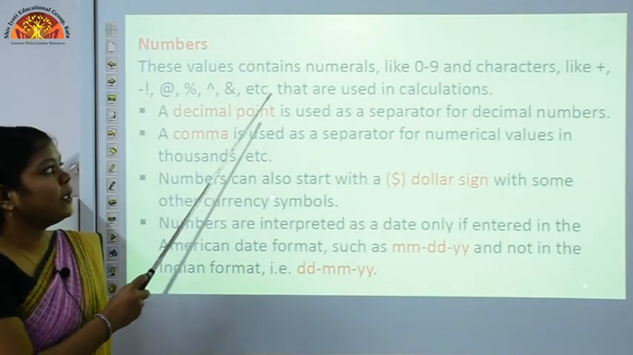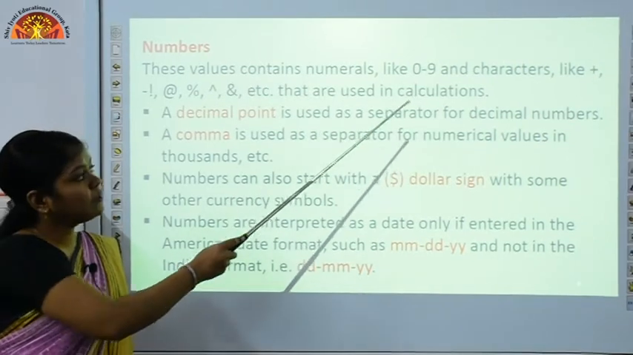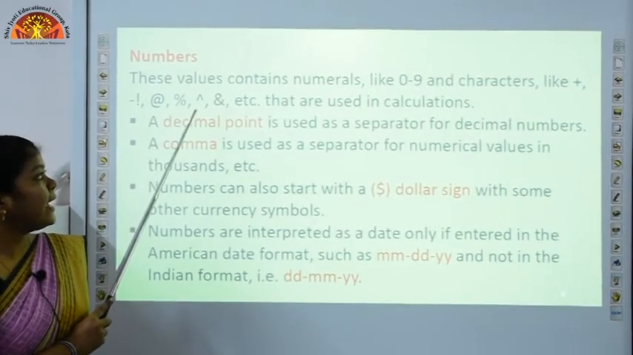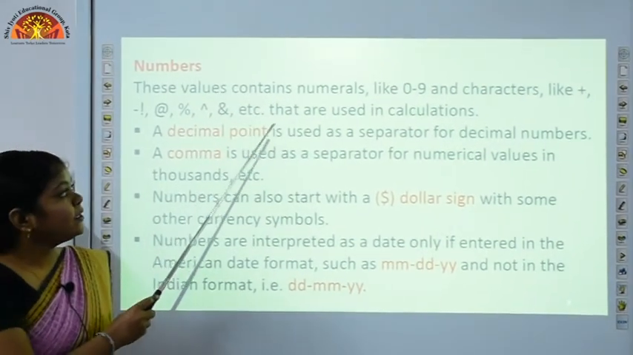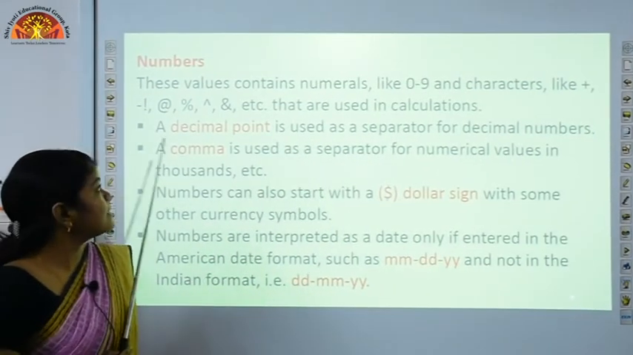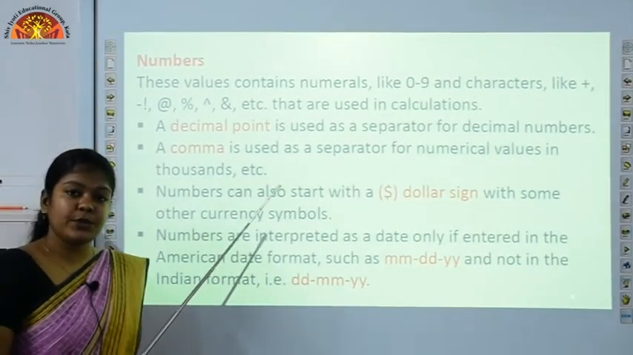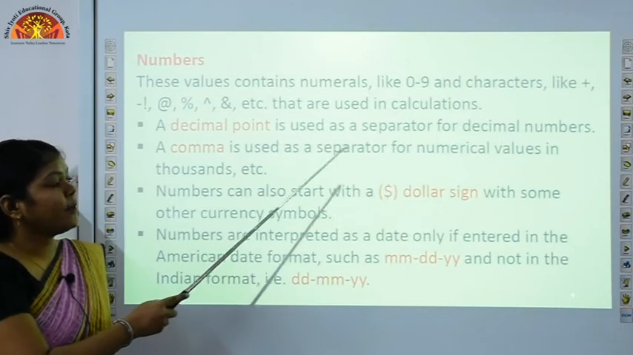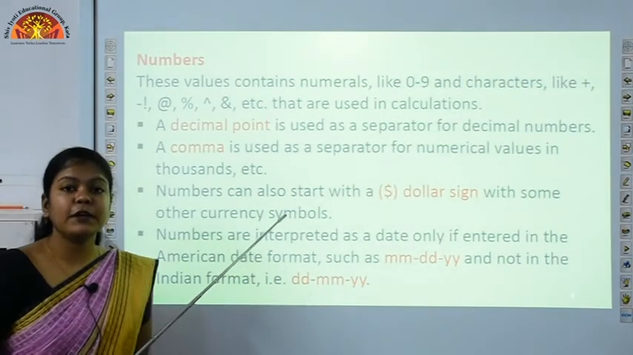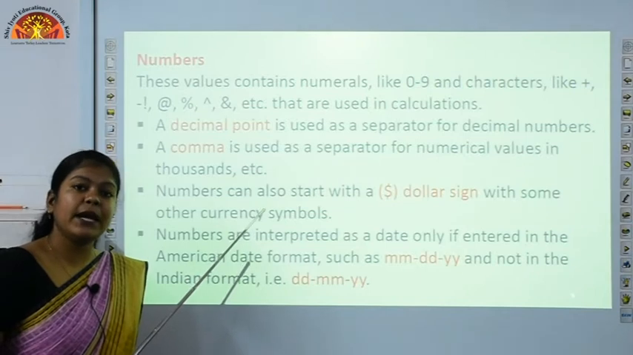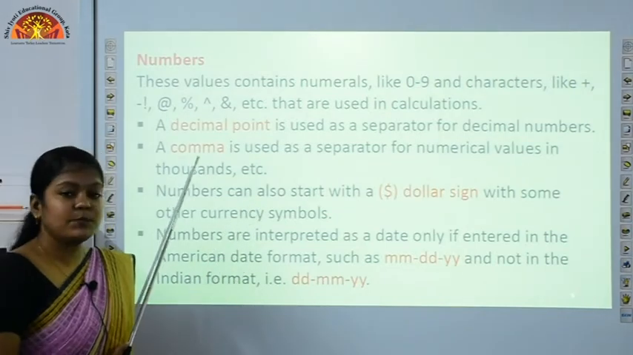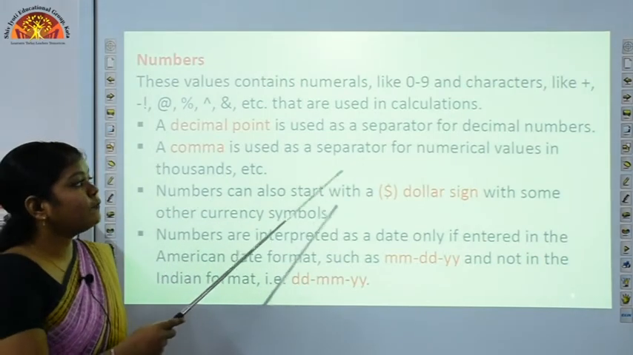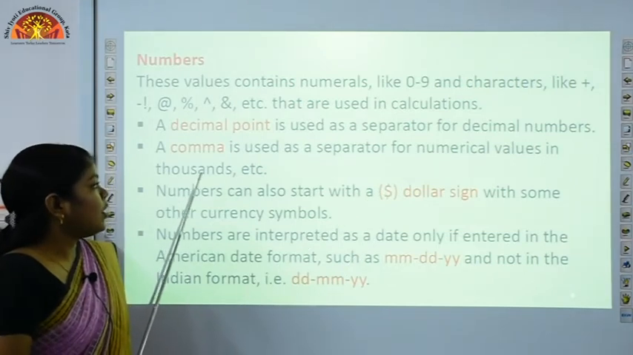Numbers. These values contain numerals like 0 to 9 and characters like plus, negation, at the rate, percentage, caret and symbols, etc. that are used in calculation. So these are symbols we can use to perform calculation in the Excel worksheet. A decimal point is used as a separator for decimal numbers. If I want to insert some decimal number in my Excel sheet, then I can use a decimal point to separate the numbers. Next, a comma is used as a separator for numerical values in thousands, etc.